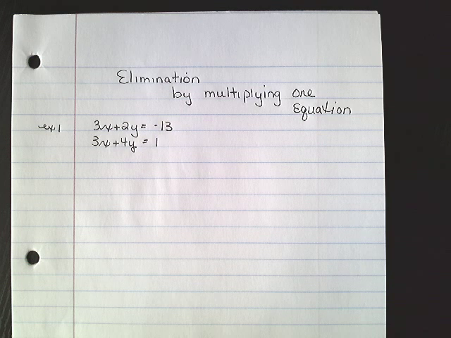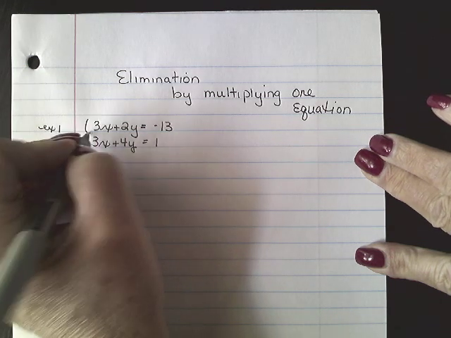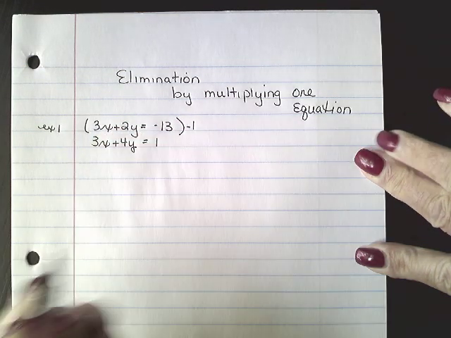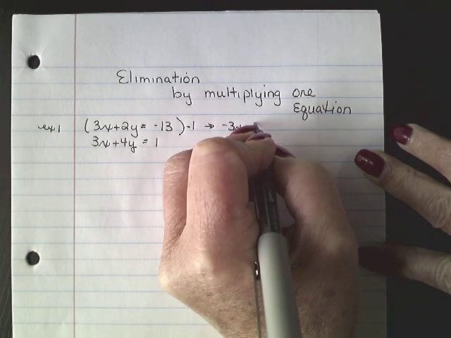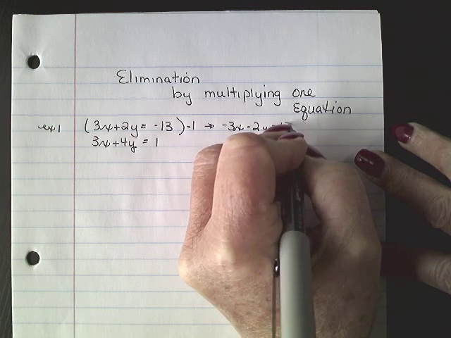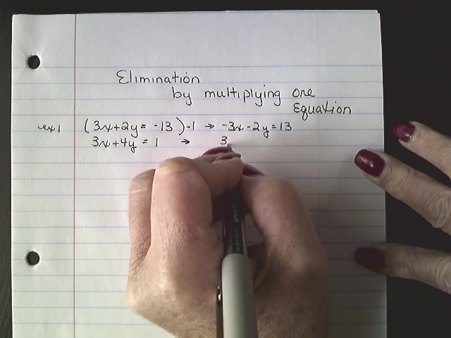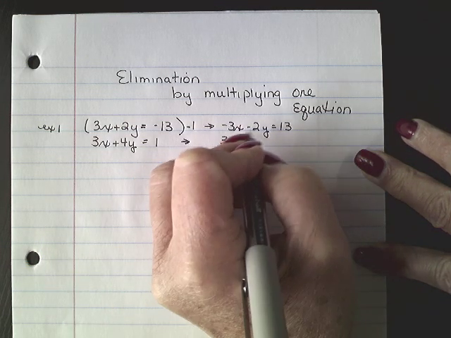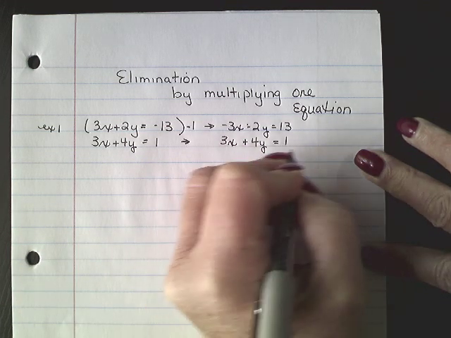So I want to go back now and look at my x coefficients. Since they're both 3, I want to make one of those a negative 3. So I am going to multiply one of the equations by negative 1. So I think I'm going to go ahead and multiply the first one by negative 1. So that's going to give me negative 3x minus 2y equals positive 13. Just take the other one and bring it over. Positive 3x plus, whoops, that's a plus 4y equals 1.